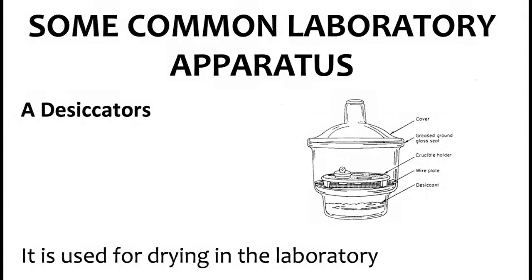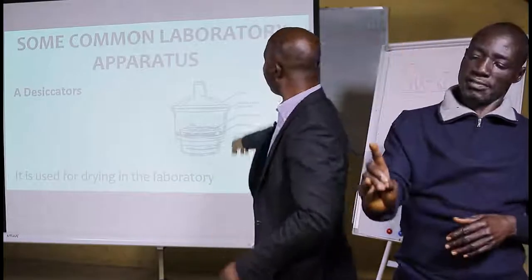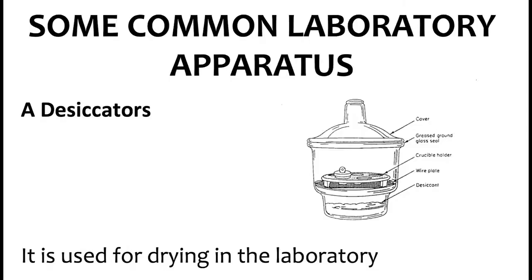One of them is called a desiccator. A desiccator is an apparatus that is used for drying in the laboratory. Now you can see that it has a cover, and the cover is connected to the main body of the desiccator. Now the cover here is meant to be airtight. Now how do you make it airtight? By applying lubricants so that it will not allow the passage of air and moisture.